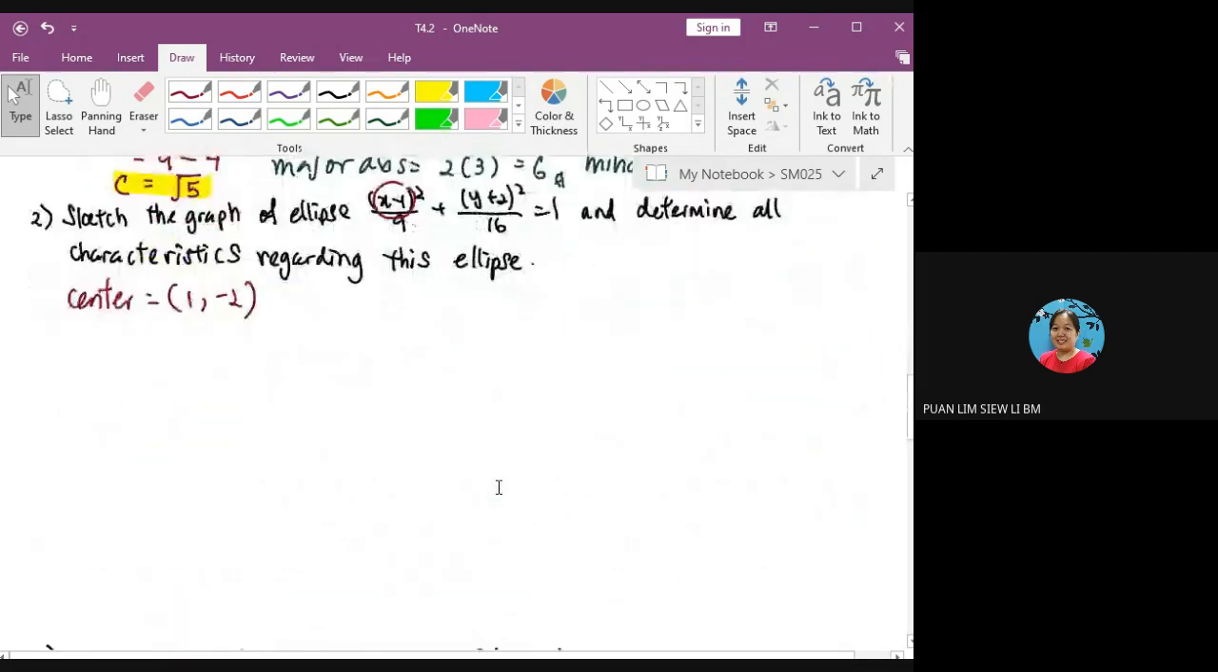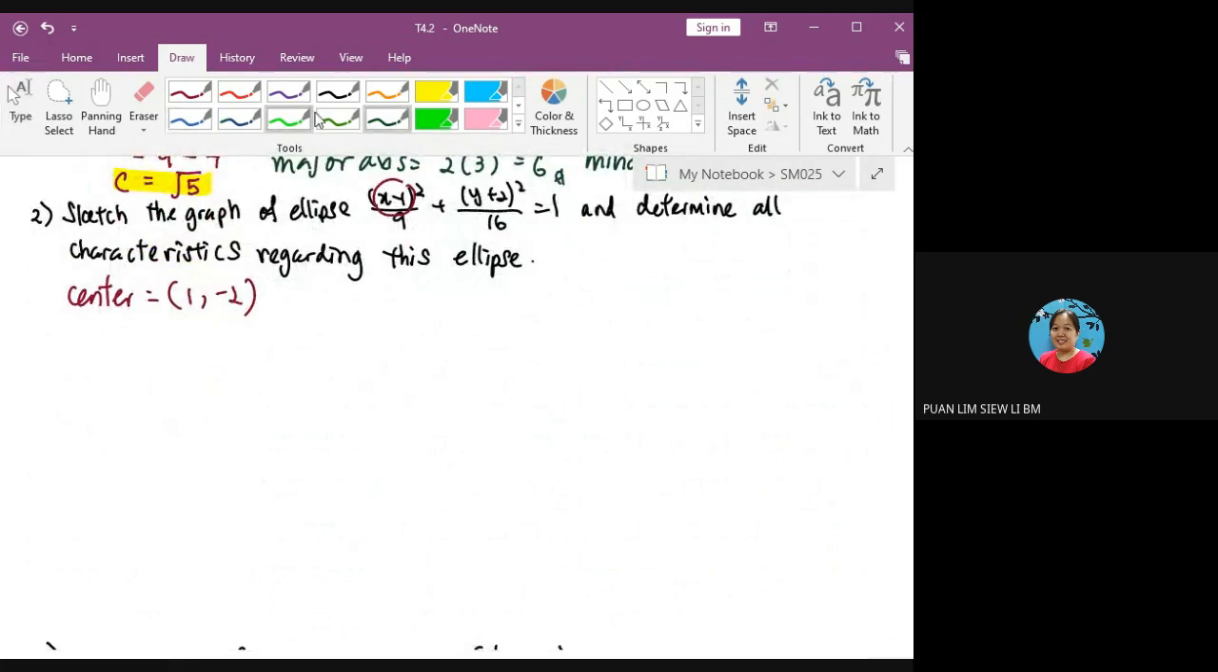Nombor 2. Apakah formula dia bagi? Sama juga, semua cari dan lukis. Dari sini kita boleh nampak kita punya center: X sama dengan 1, Y sama dengan -2. Ellipse apa yang penting? Center, A, B, C. Center dah ada. Apakah A?